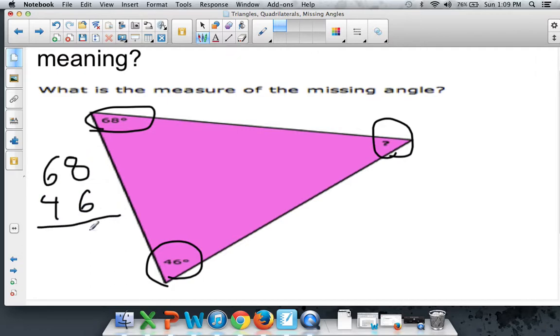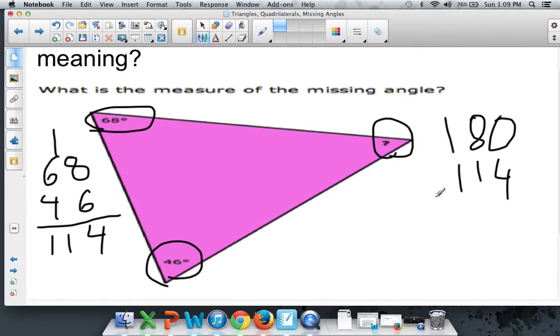8 plus 6 is 14. Carry the 1. 1 plus 6 plus 4, that's 11. That total is 114. Take your total that a triangle is supposed to have, which like we said before is 180, and subtract the other two angles from it.